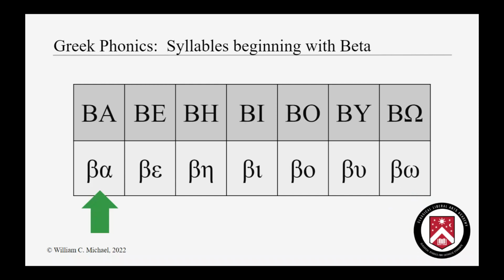The first Greek consonant is beta, and you can see here that we've joined beta to each of the 7 Greek vowels. Let's read these syllables one at a time. To save time in this video, you can look at the uppercase letters and the lowercase letters at the same time and practice reading these syllables. Let's begin.